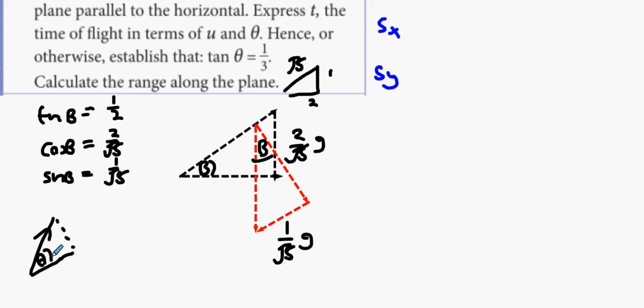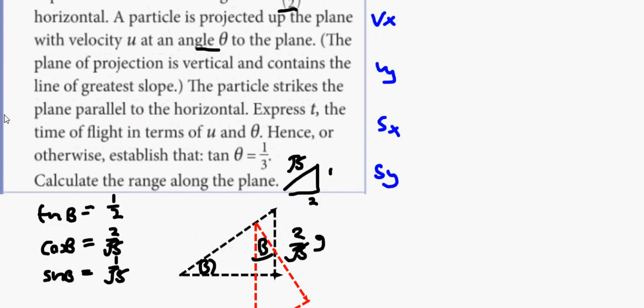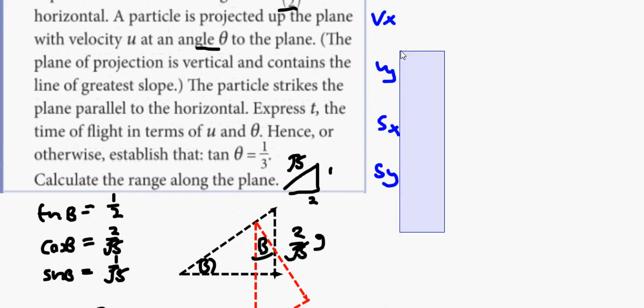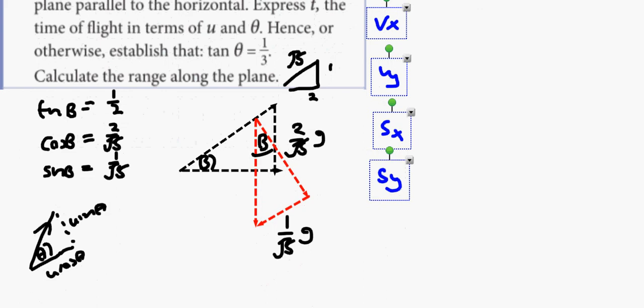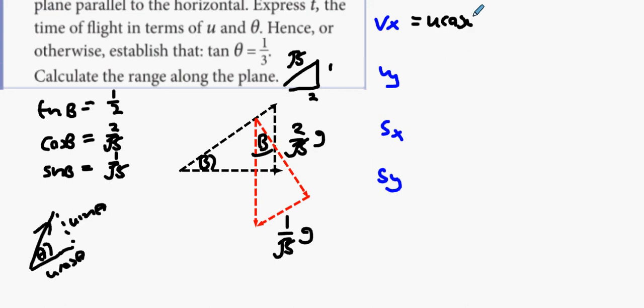Theta, isn't it? So u cos theta and u sine theta. Now we've got to get our 4 equations up and running. So down here, okay, let's do it. Px is u cos theta, take away 1 over root 5 gt. Anybody get that one? Anybody get that yet, before me? Yep. Next one, u sine theta minus 2 over root 5 gt.